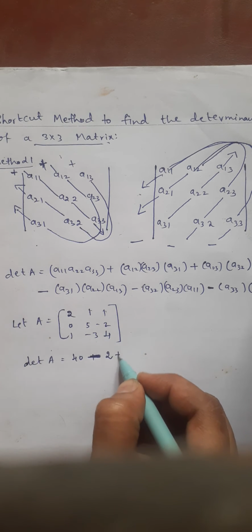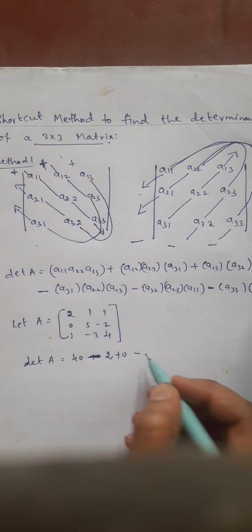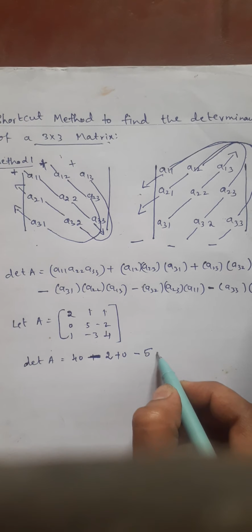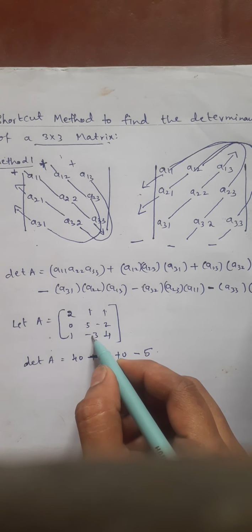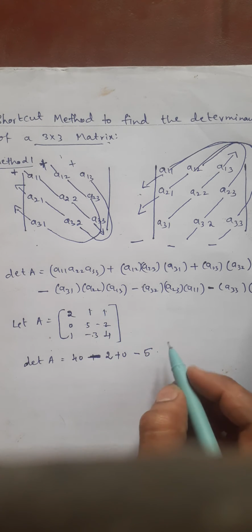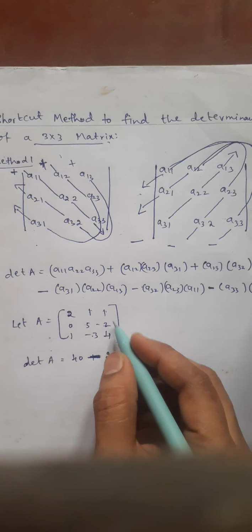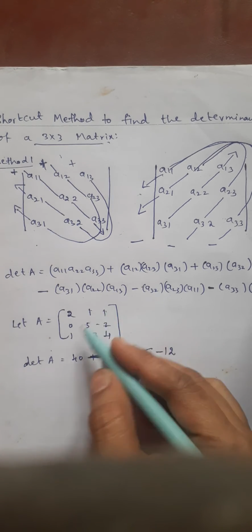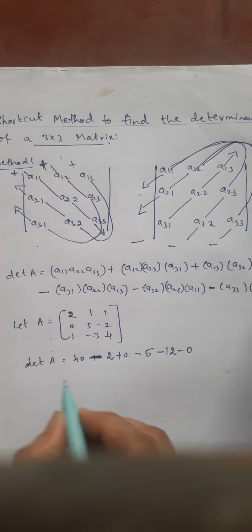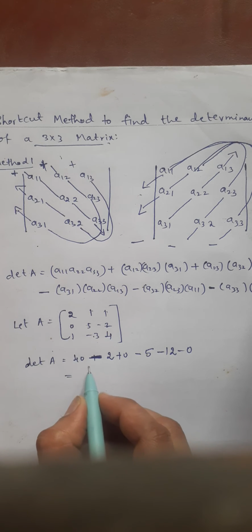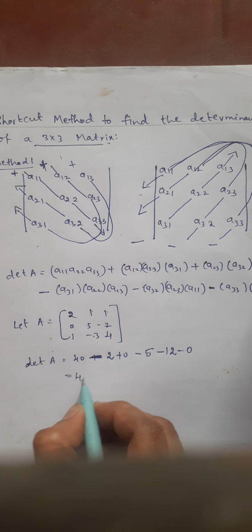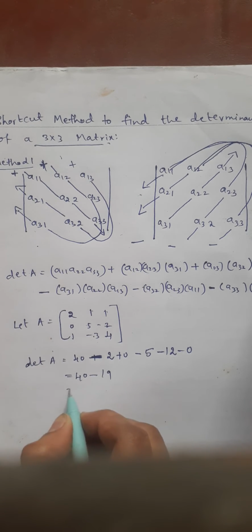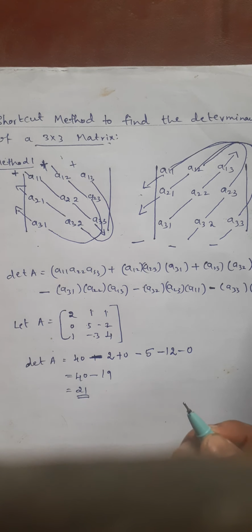So this will become 0. Next, minus 1 into 5 into 1 will equal to 5, minus minus 3 into minus 2 into 2. So minus 3 into 2, 6 into 2, 12. Next minus 4 into 1 into 0. So it will be 0. So the answer is 40 minus 2 minus 5 minus 12 equals 21. You will get 21.